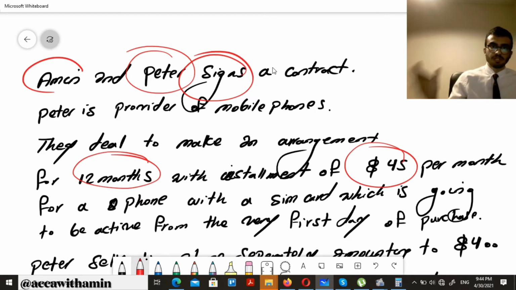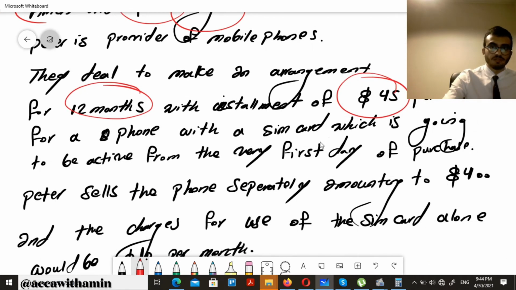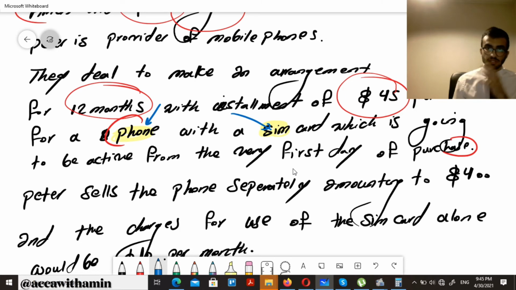There is a contract between Amin and Peter in order to provide a mobile phone with a SIM card, which is going to be active from the very first day of purchase. That's it. This is the contract. What was the second step? To identify the performance obligations. Okay, I have two performance obligations. Peter is going to provide me with a phone, with SIM card service as well. So I have two distinct obligations for Peter. One for the mobile phone, which is a good, and one for the SIM card, which I can consider a service.